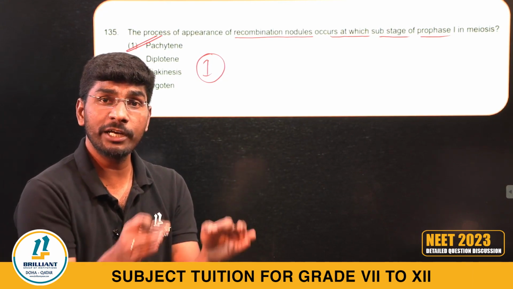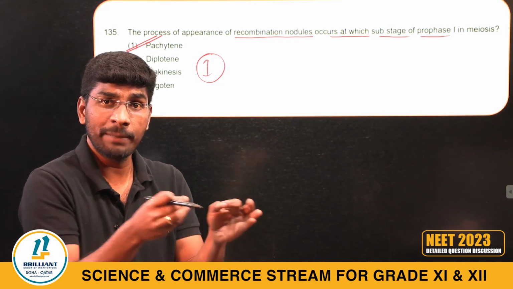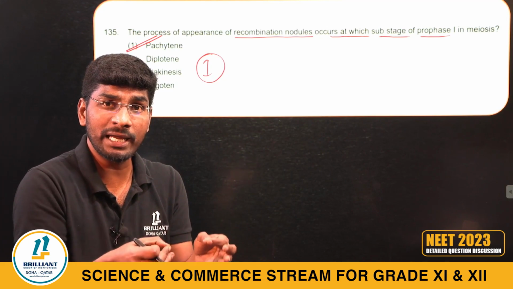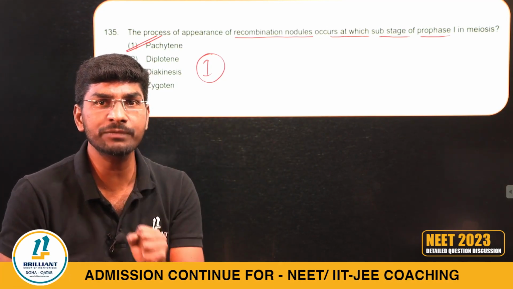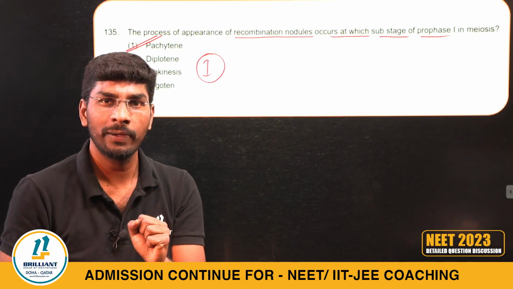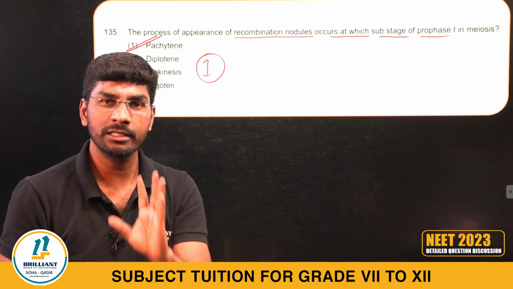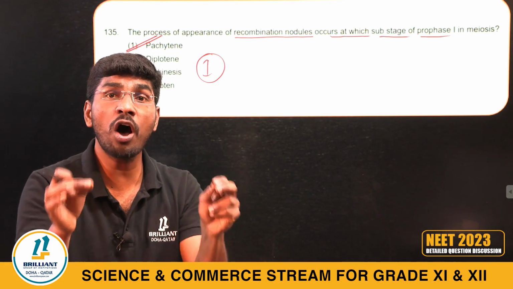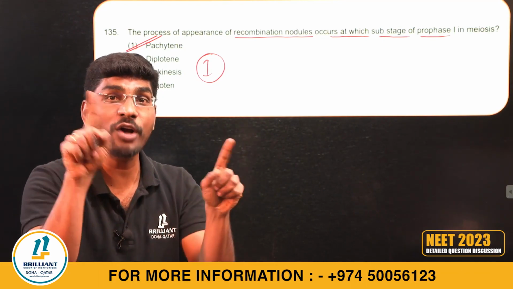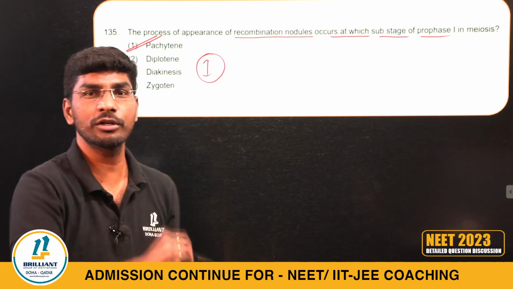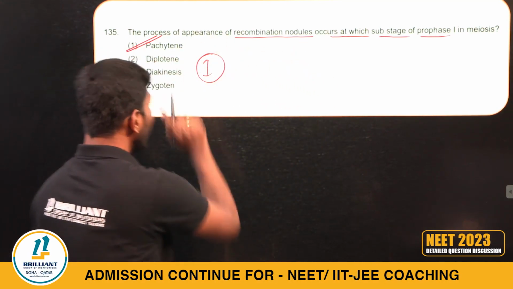Prophase 1 is divided into 5 subphases: leptotene, zygotene, pachytene, diplotene, diakinesis. In pachytene, recombination nodules form. Recombination takes place, crossing over takes place. Got my point? Between the non-sister chromatids of homologous chromosomes, not sister chromatids. Answer is pachytene, answer 1.